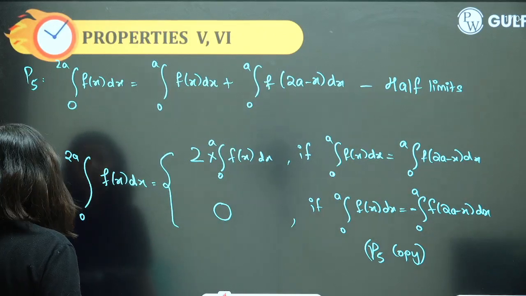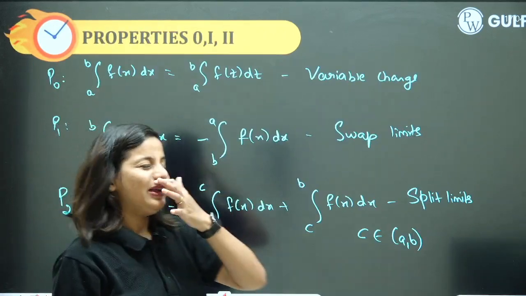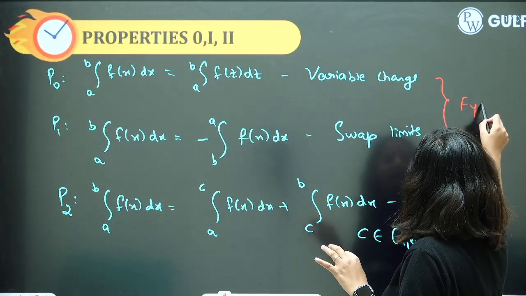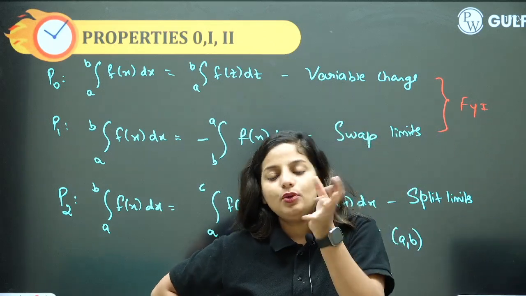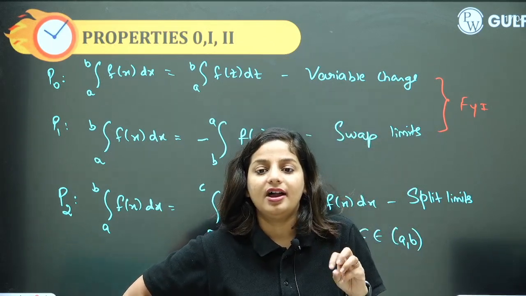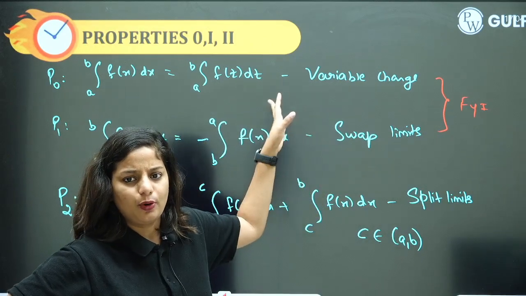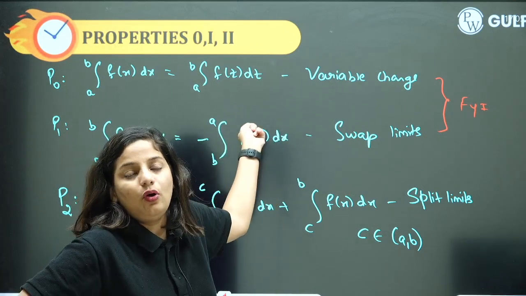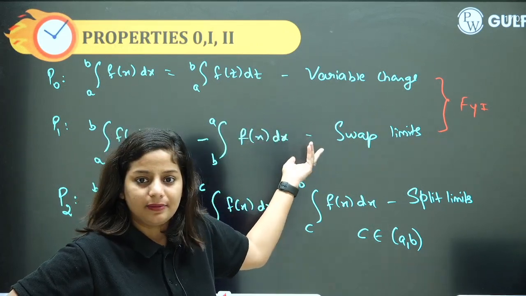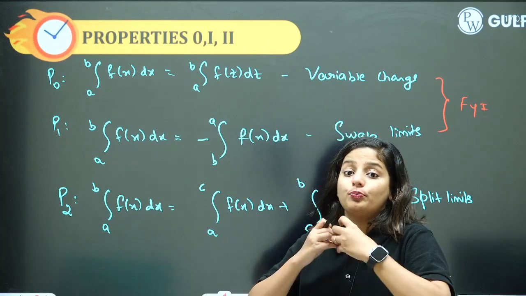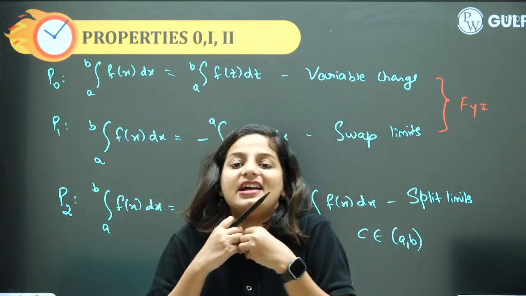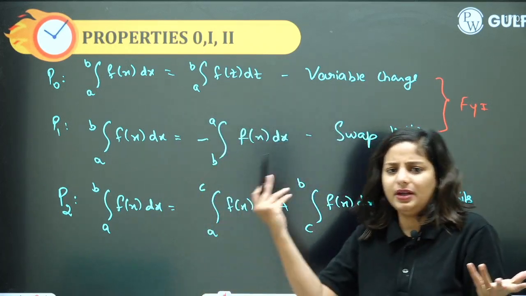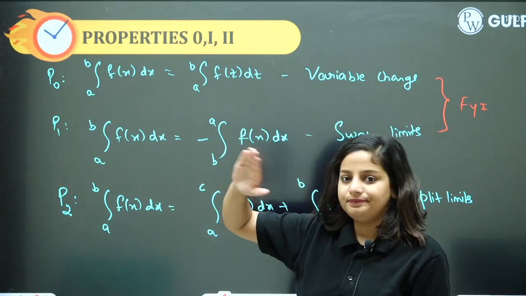Let me tell you very clearly that P0 and P1 we hardly use. That's just for information. If needed, there are hardly 1 or 2 questions, including your NCERT exemplar and R.D. Sharma, where we use these first two properties. We should know that variable change doesn't affect, and if at all you need to change the limits, put a minus sign, big deal. It is not used as such to break the ice, or to solve or simplify a question. So, first 0 and 1.